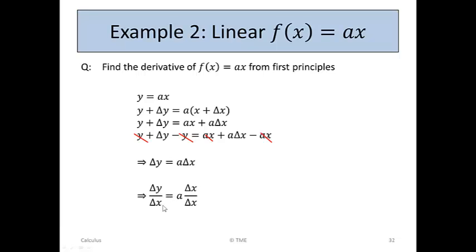So delta y over delta x is a times delta x over delta x. Or if we just took that across, we find that it's equal to a. So we can see those terms cancel, and we find that delta y over delta x is a. And in the limit, when these are small, delta y over delta x becomes dy/dx, and again, that's equal to a. So if you differentiate y equals ax, you're left with just the coefficient that's there before the x value.